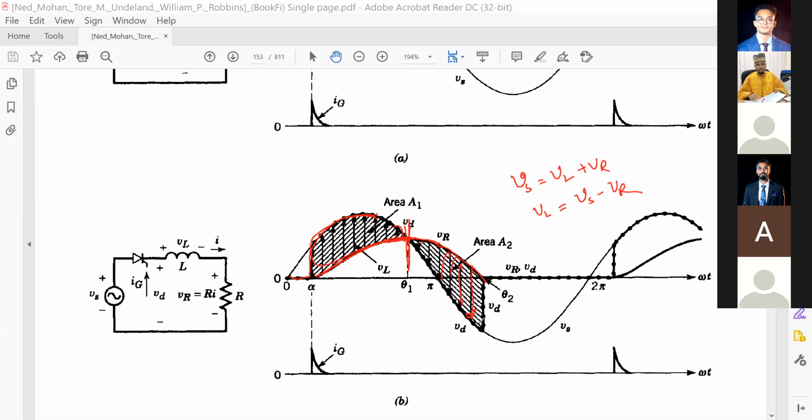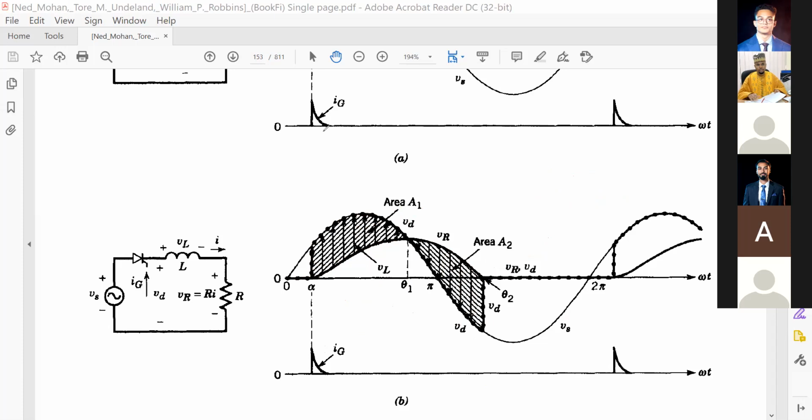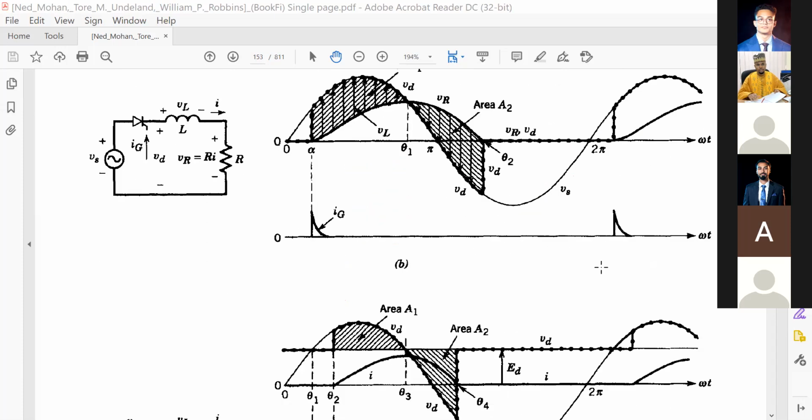You got it or not? If you don't understand these things, then forget it. The way I have shown you, the VL will have the wave shape like this, and then it will be like this. This is VL. But they have plotted this one by following this equation. I don't like this. Okay, so that has been finished.